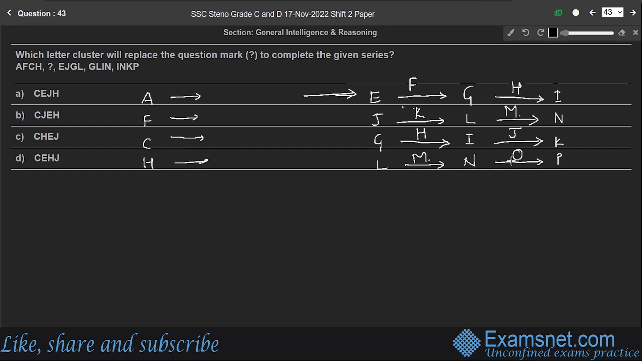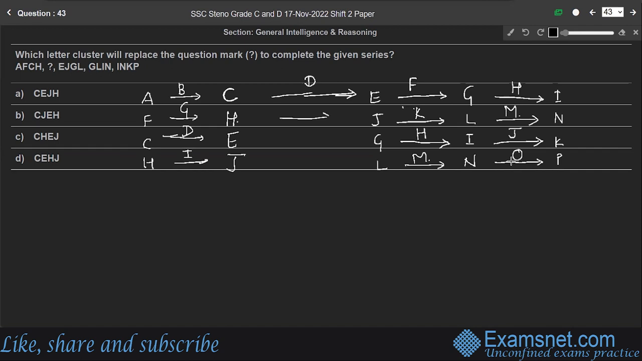Therefore, to find the second cluster, we have to write a letter after the first letter A. So the next cluster starts with C, so that there is a letter D between C and E. Next is G. After F, we have G. So the second letter will be H. And after C, we have D. So the third letter will be E. After H, we have I. So the fourth letter will be J.